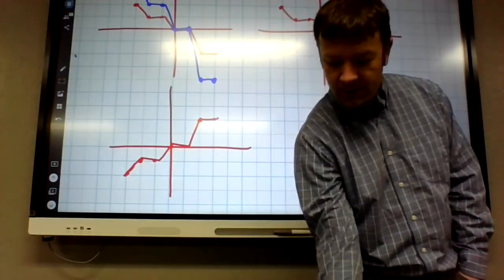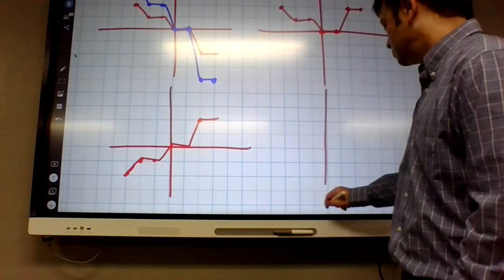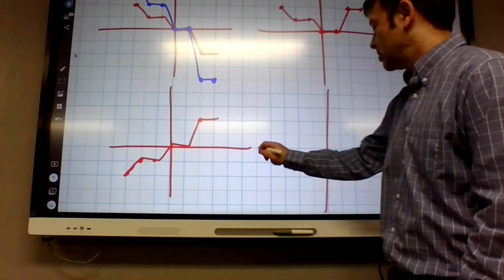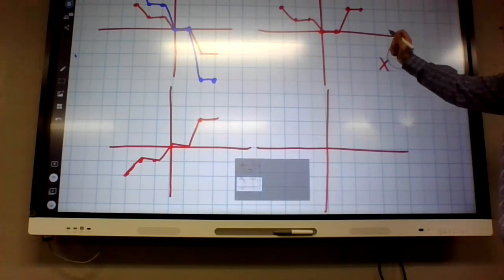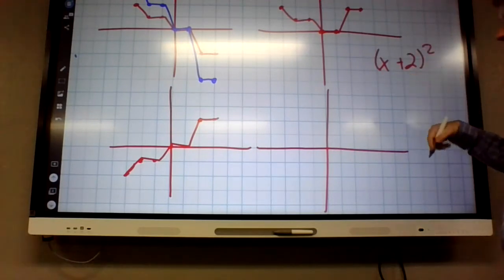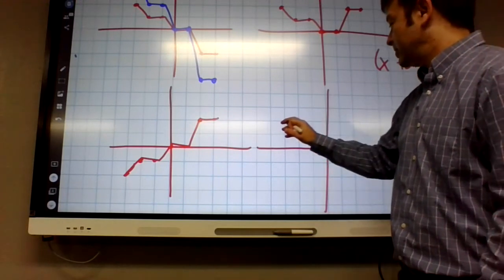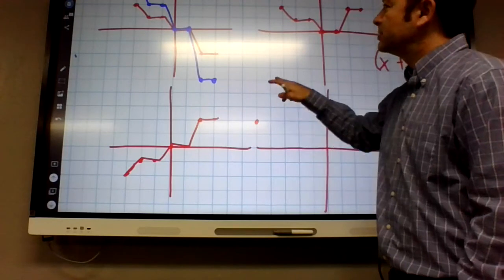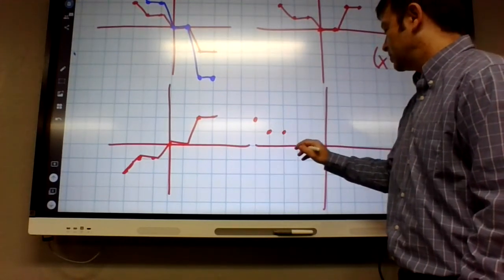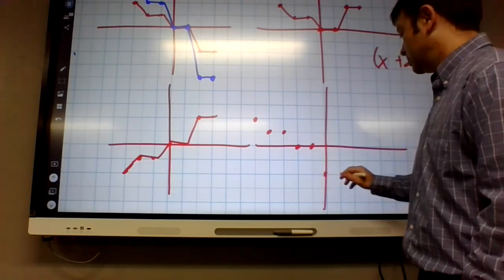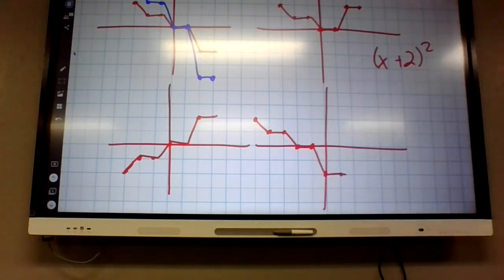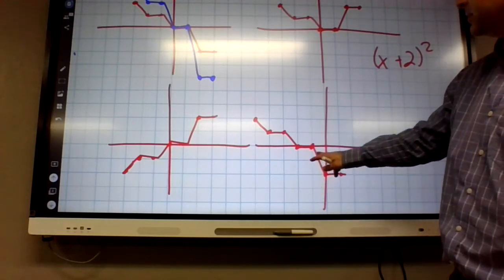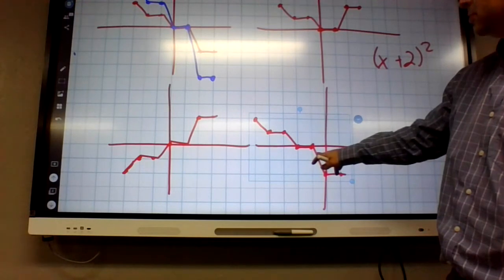What's the +2 directly on the x do to the graph? Move everything up 2. No, that would be a +2 out here. That would be an up 2, but if you put it directly on the x, left 2. So what was right here will be right there. Oh, I did something wrong, didn't I? It's not left 2. Oh, no, I did. That's right.